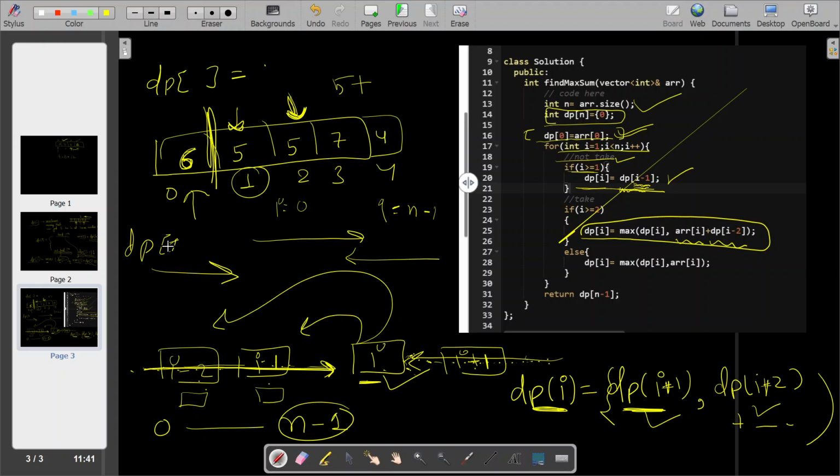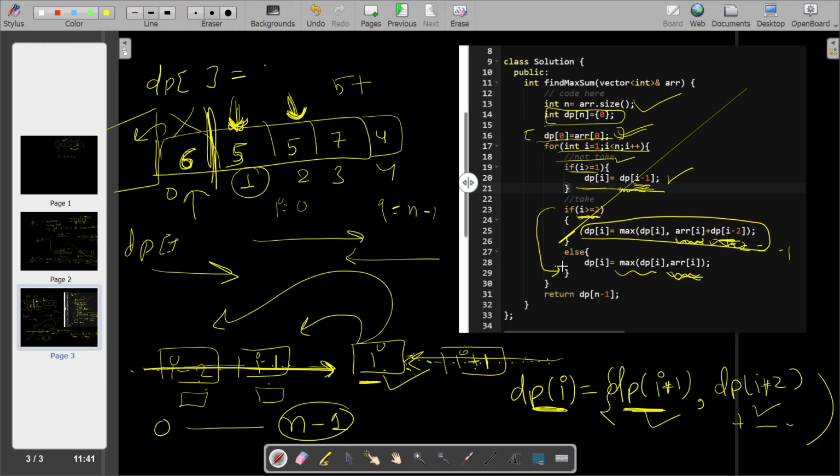Suppose you are writing dp of 1, then what will you write? arr of 1 plus dp of 1 minus 2, that is dp of minus 1. It will give the index out of bound error. That's why if you are here, you should write dp of i equals arr of i only, because if you take this 5, you won't be able to take this 6, and there is nothing left. So I'm saying write the conditions properly. If i minus 2 is needed, then write separately for i greater than or equal to 2, and else. This is a key thing.